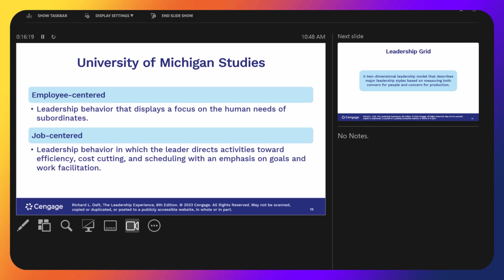Job-centered leadership behavior in which the leader directs activities towards efficiency, cost-cutting, scheduling with an emphasis on goals and work facilitation. So this is about the job. How can we be better at the job? How can we be more efficient? How can we trim the fat, save some money? Scheduling with the emphasis on work facilitation. How can we schedule stuff and goals and stuff and be smarter about what we do?